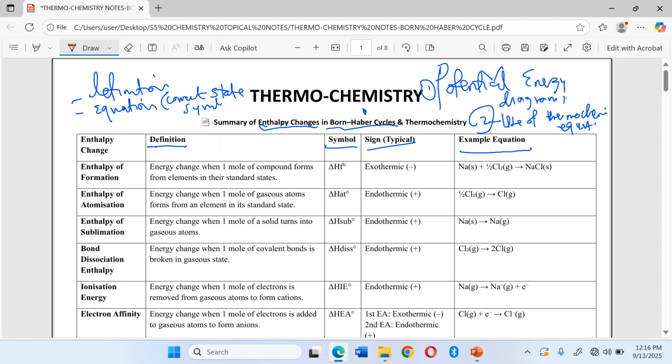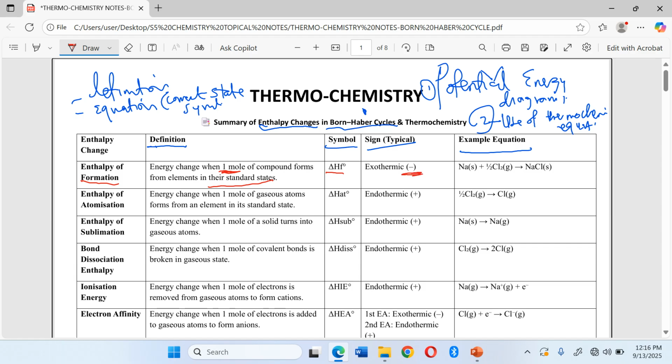Let's use this color. Enthalpy of formation. From the word formation, we are saying that this is the energy change when 1 mole, please keep on noting this, when 1 mole of a compound forms from elements in their standard states. So this is the symbol, standard enthalpy of formation, and we are saying it is majorly exothermic.